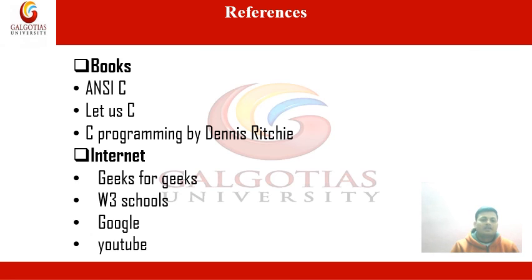Next is internet. So for the internet, you can go for GeeksforGeeks. This is the website for searching computer science contents. Next is w3schools.com. Next is Google, and then YouTube.